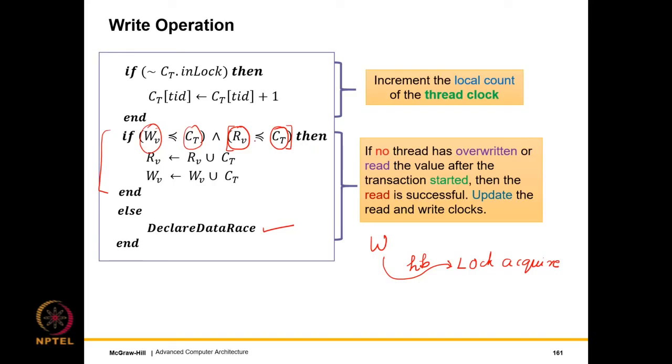But if there is a happens-before relationship, then we timestamp the variable, both of its clocks, the read clock and the write clock, with the current time. And of course, we don't discard any updates that are there. So essentially, we take a union operation, a max operation, RV union CT and WV union CT. Union in this case is not a regular union, but the vector clock max operation that we have been describing.